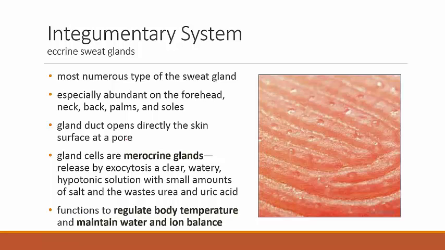And it also includes small amounts of salts and wastes of urea and uric acid. And the function of the eccrine sweat glands is all about regulating body temperature and maintaining water and ion balance in the body. These eccrine sweat glands are active shortly after birth, so little babies may have a more difficult time regulating body temperature because their eccrine glands are not always active immediately. But within the first month or so, the eccrine sweat glands get to work doing their job of cooling the body.